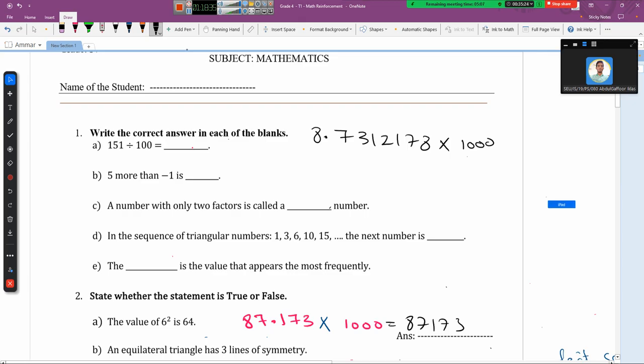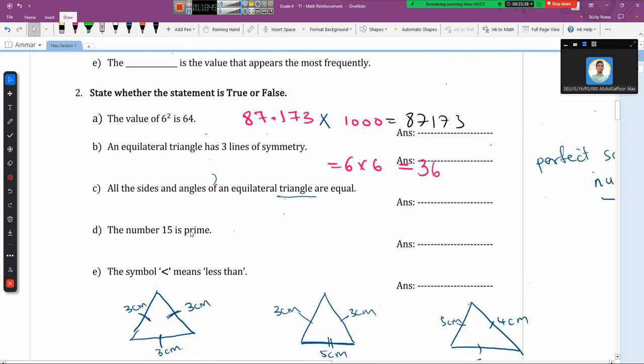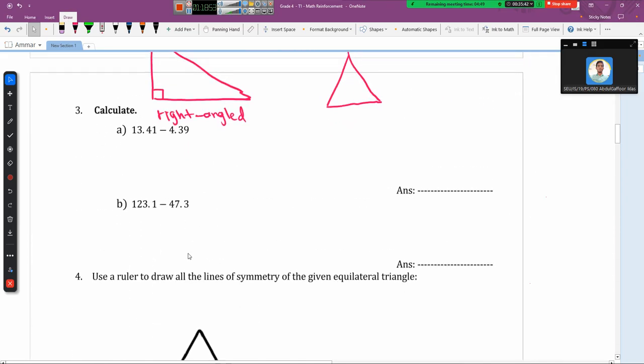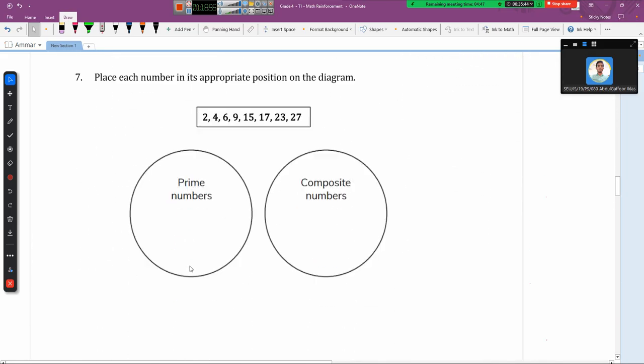Sir, the answer would be 8731.2178. That's correct. Okay. So this is how we have to multiply and divide the numbers by the multiples of 10.